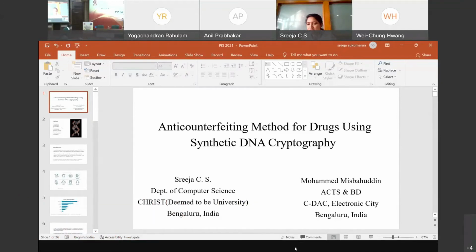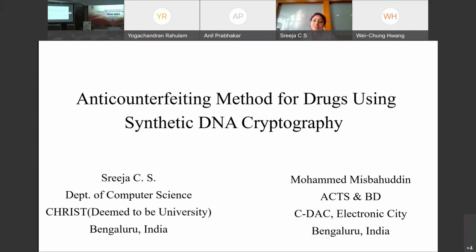So what I'm going to talk about today, the title is Anti-counterfeiting method for drugs using synthetic DNA cryptography. As you can see, there are many keywords like anti-counterfeiting, synthetic DNA, and DNA cryptography also plays a role, which I'll be discussing on the go. So, just an outline of what I'm going to discuss.